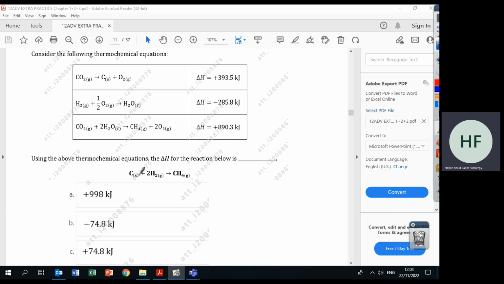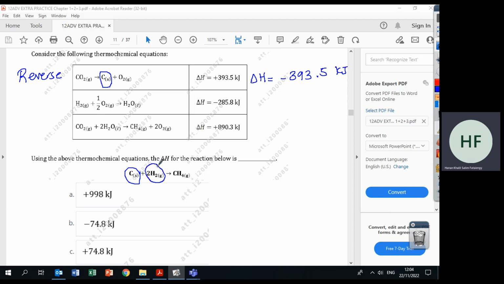Step number 1, I need to find C solid in the reactions above. In which reaction can you see C solid? It is here. Now there is a problem with this, is that here it's a reactant and here it is a product. How can I make this one become a reactant? I will reverse this reaction. And when I reverse this reaction, the delta H will be of opposite sign. So it will be minus 393.5 kilojoules.